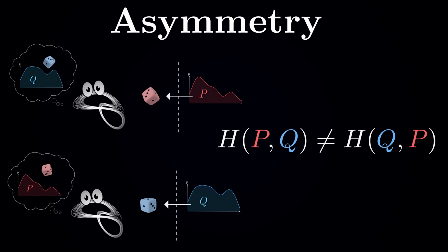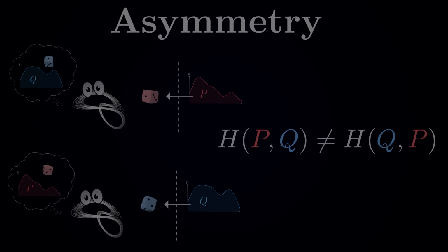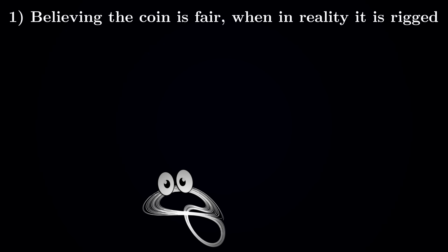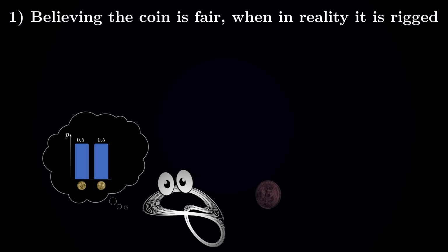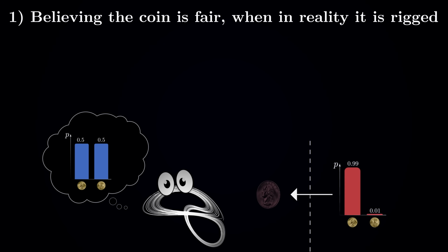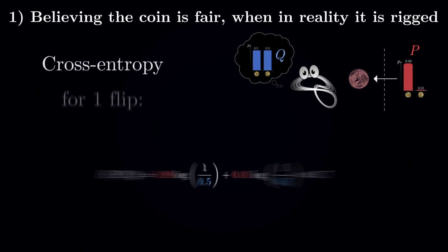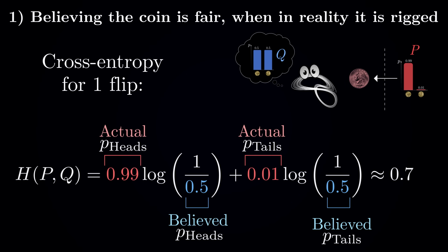Let's explore this with two examples. First, believing a coin is fair when it is actually rigged. Suppose the true distribution P is a rigged coin, 99% for heads, 1% for tails. But your model Q is a fair coin. For a single flip, the cross-entropy can be calculated in the following way and is equal to approximately 0.7.